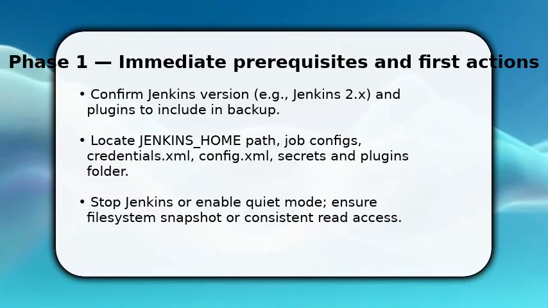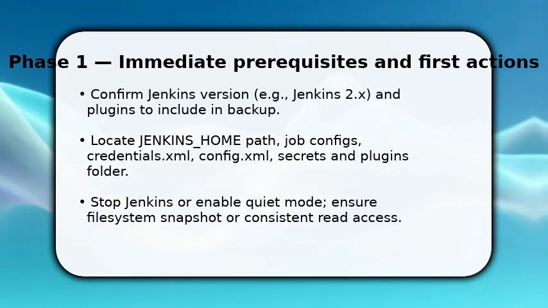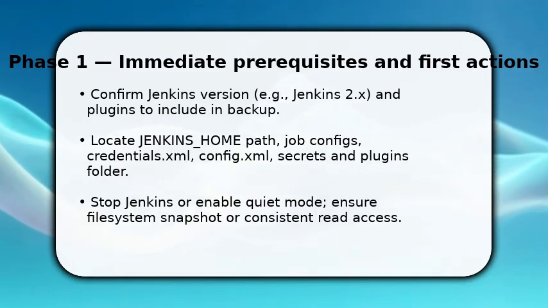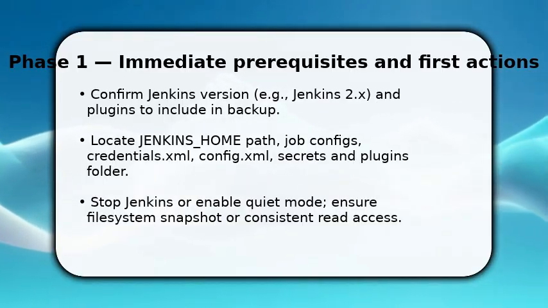You start by verifying Jenkins version and which plugins must be preserved because plugin mismatches break restores. Next, find Jenkins home and note key files: job folders, config.xml, credentials.xml, secrets, and plugins. Once done, pause Jenkins or put it in quiet mode so jobs stop starting.